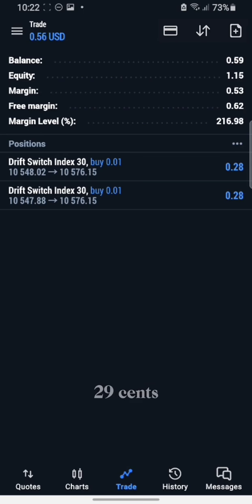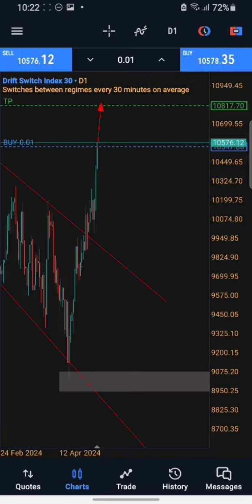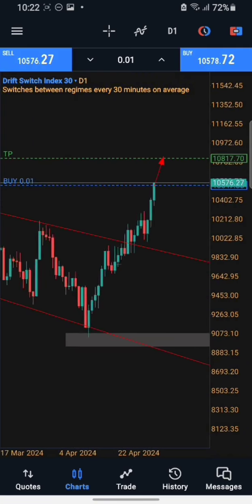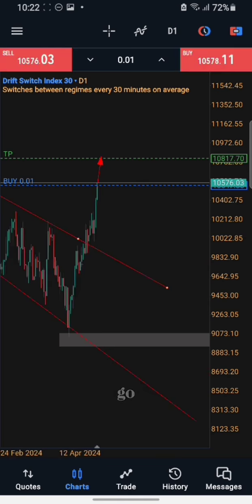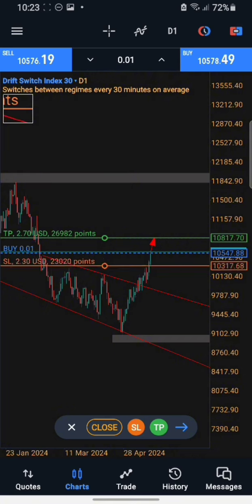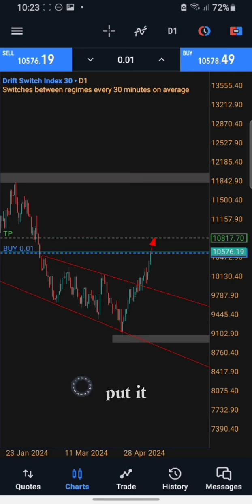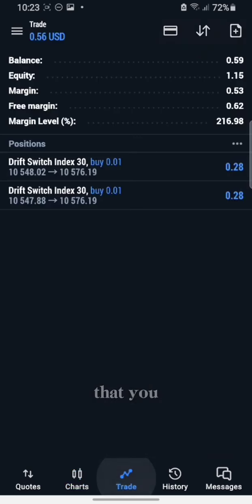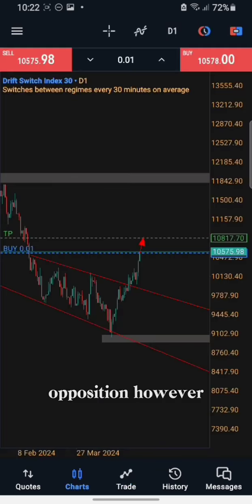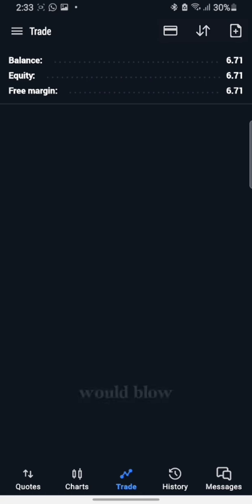So now we're in 29 cents profit each. However, we still have a long way to go. For those who want to put a stop loss, just put it at the first area of confluence that you see that is below your position. However, I cannot put the stop loss because, one, I'm in the no stop loss gang, and two, even if I put the stop loss, my account would blow before reaching that stop loss.